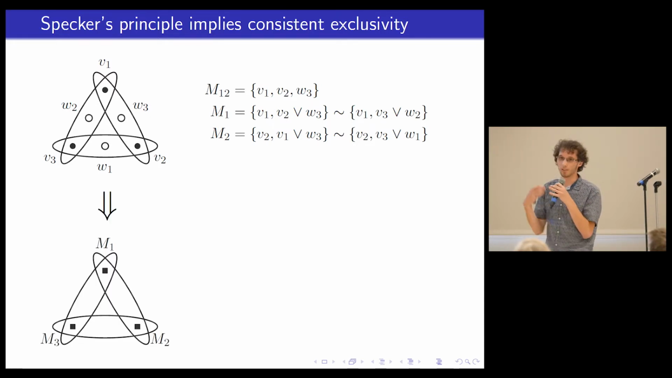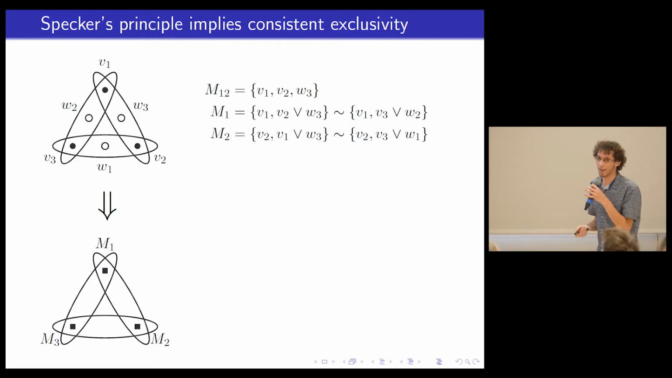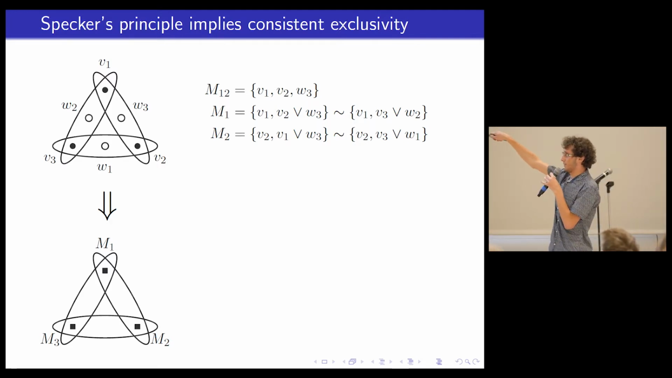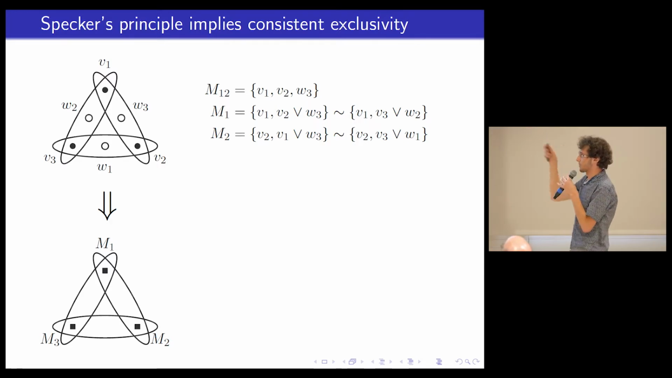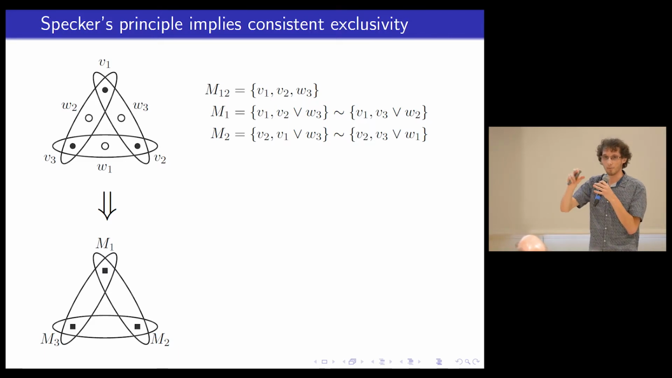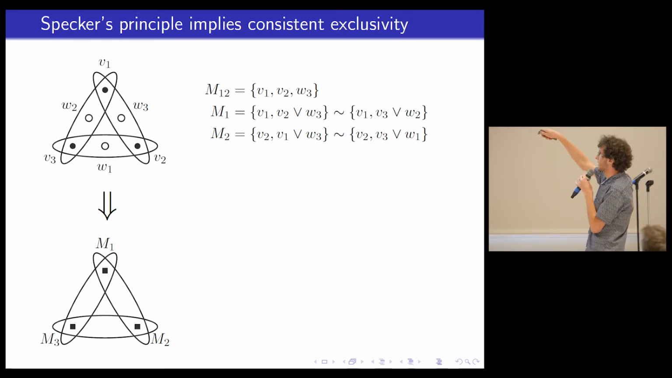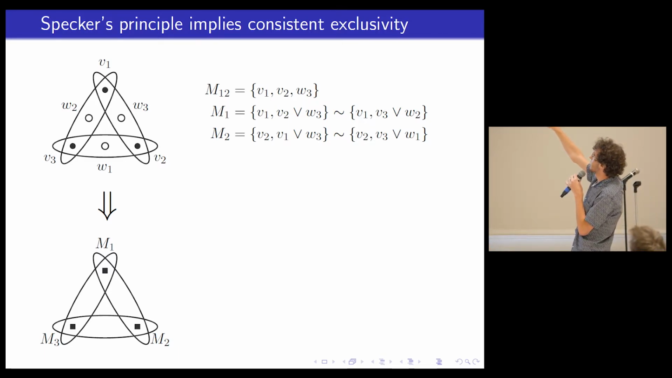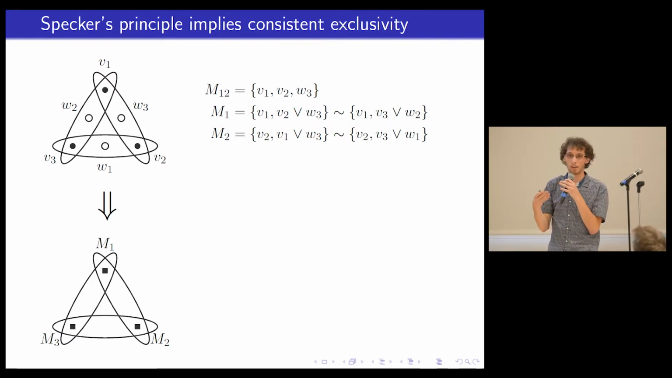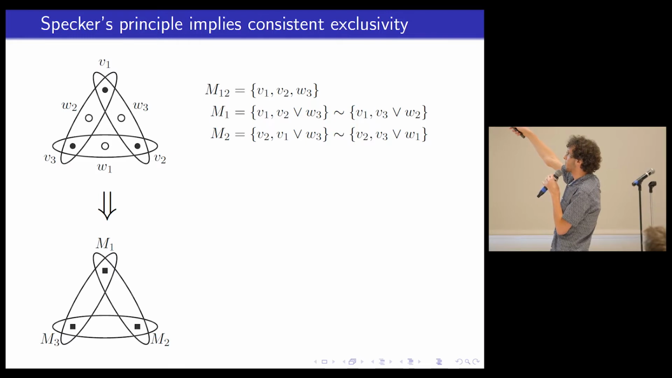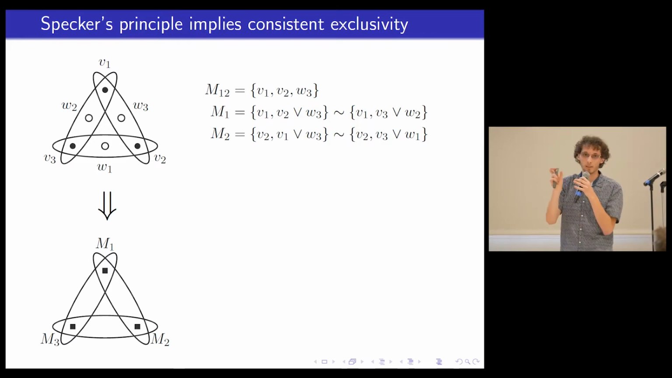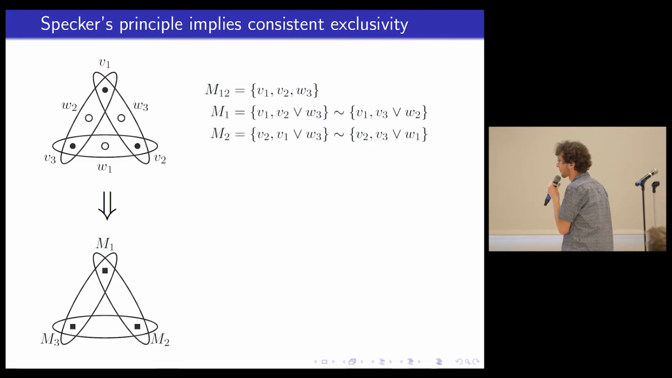And we get this picture that we've already seen, which is the Specker's triangle. We have 3 measurements, M1, M2, M3, and they are pairwise compatible because, for example, you can see up here that M12 is in fact a joint measurement for M1 and M2. We can obtain M1 and M2 by just coarse graining the outcomes of M12. And similarly for the other ones as well.